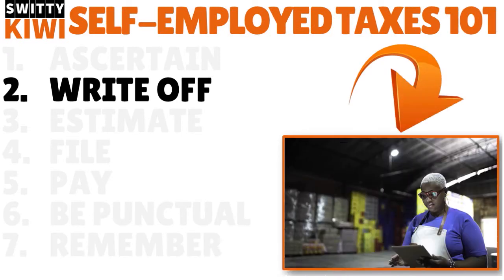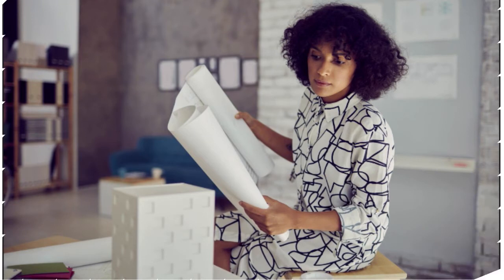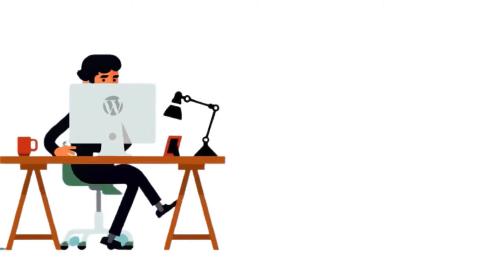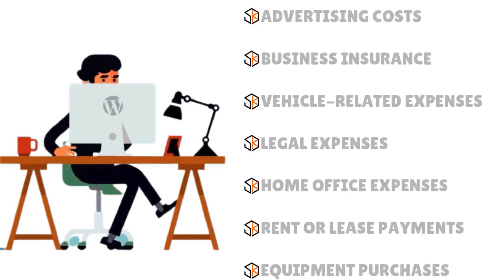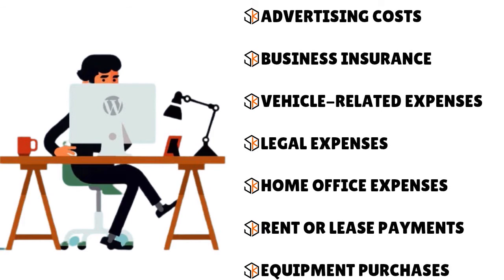The second step, you need to write off. So let me give you the tax deductions for independent contractors. Now deductions, as you know, lower your taxable income for the year, and independent contractors can claim them as business expenses on their taxes. Depending on the kind of business you own, your deductible expenses might include advertising costs, business insurance, vehicle related expenses, legal expenses, home office expenses, rent or lease payments, equipment purchases. So you have a constellation of expenses that could qualify as write-offs.